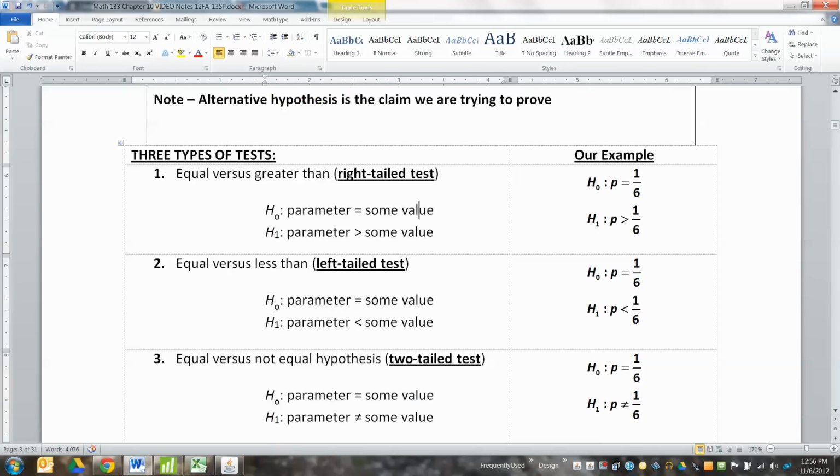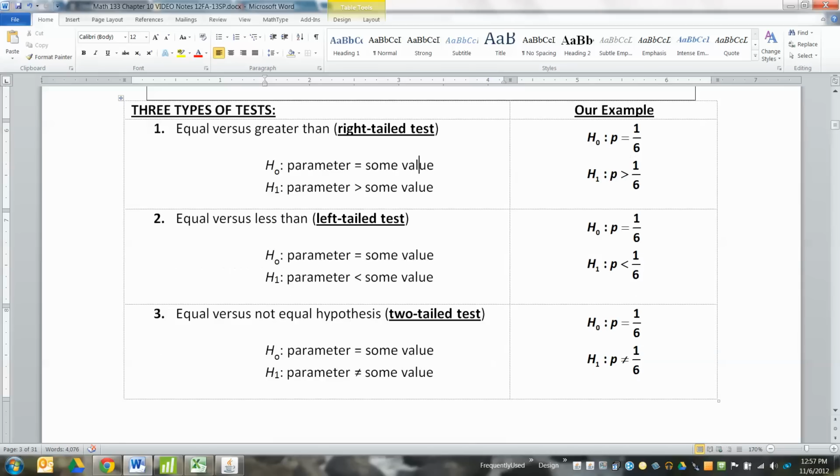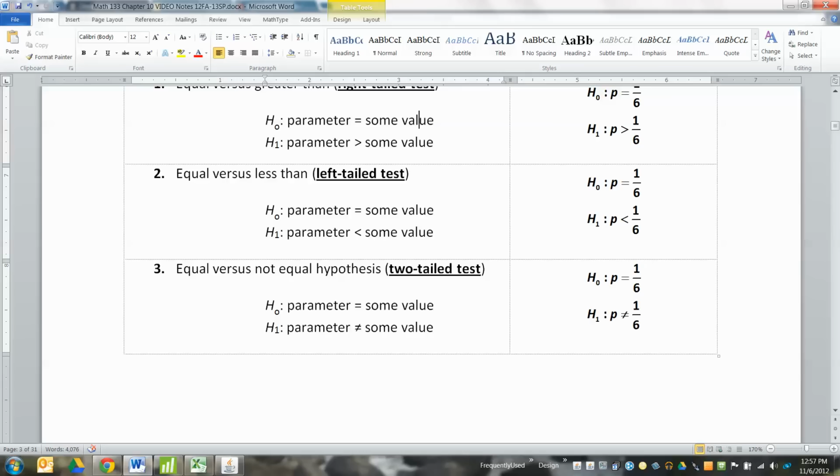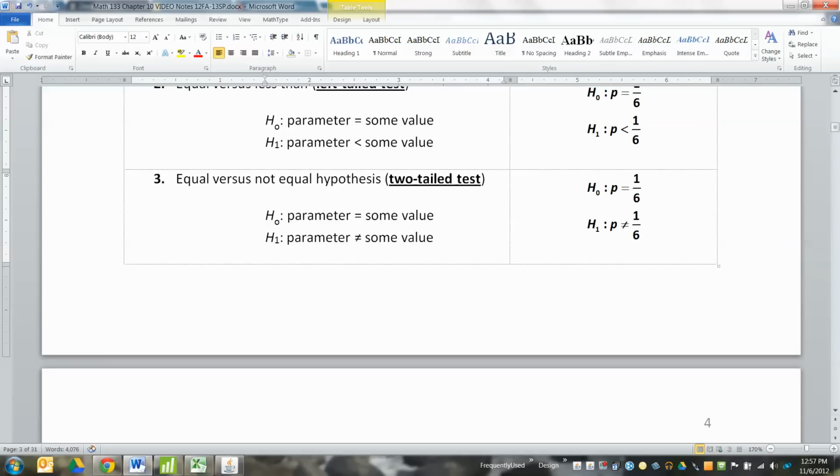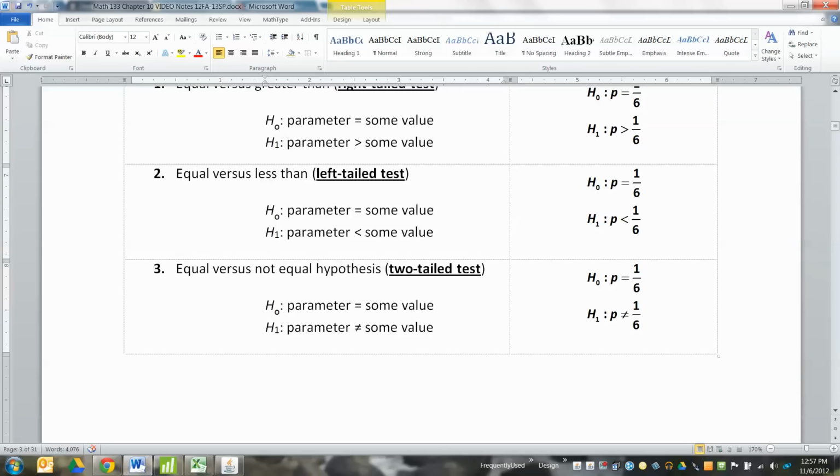So in our case, with our dice example, you assume that the proportion of 5s, p, equals 1/6. So your alternative would be that it's greater than 1/6. That might be rigged, right? Or less than 1/6. That could also be rigged, right? Because it could be rigged to never roll a 5. Or just not equal to 1/6. You don't really care which way it was rigged. You just care that it is not what it should be.